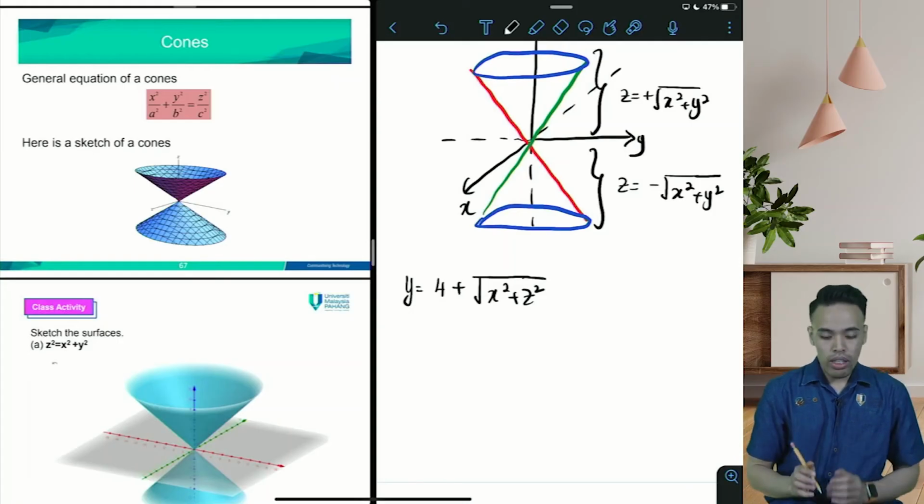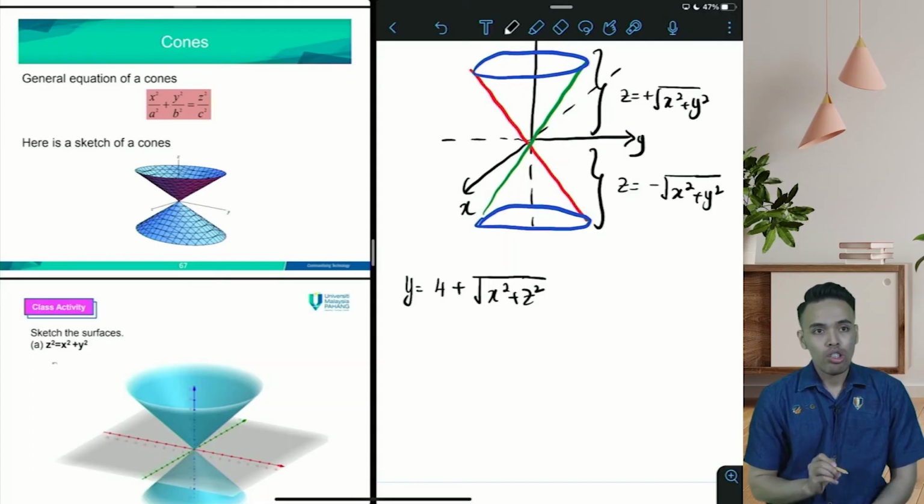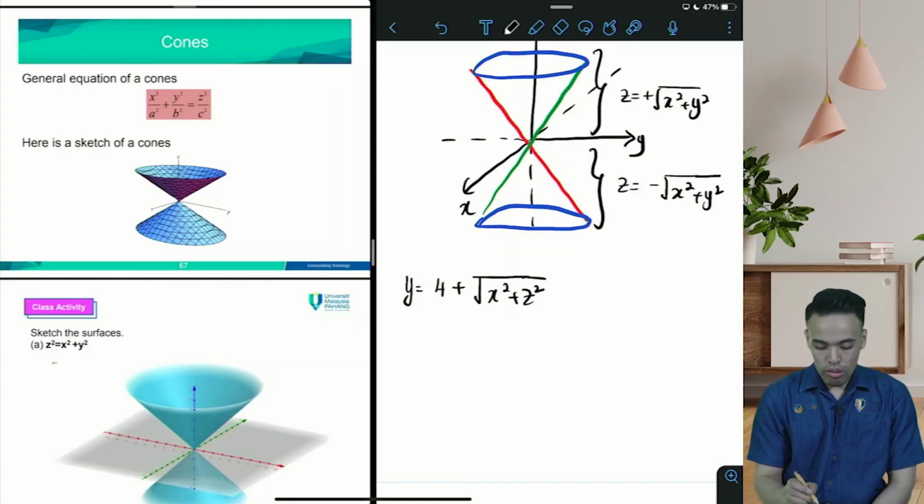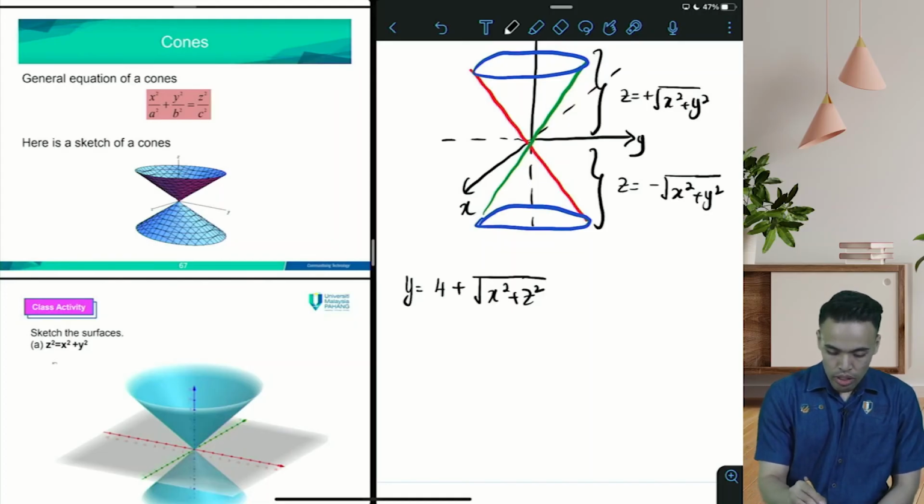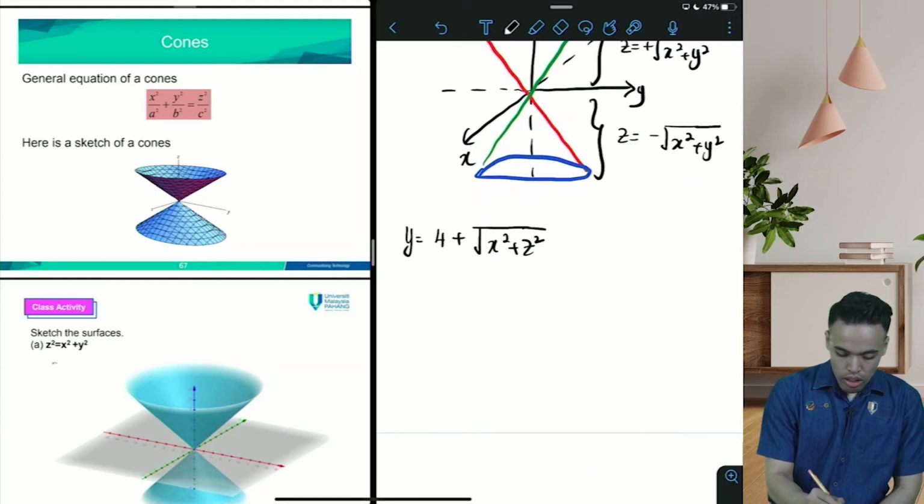So when that happens, pay attention to the subject of your equation. In this particular question, y is the subject of your equation. By right, the cone will be traced along the y variable. Okay, as I did with the previous example, I'm going to sketch a few axes.